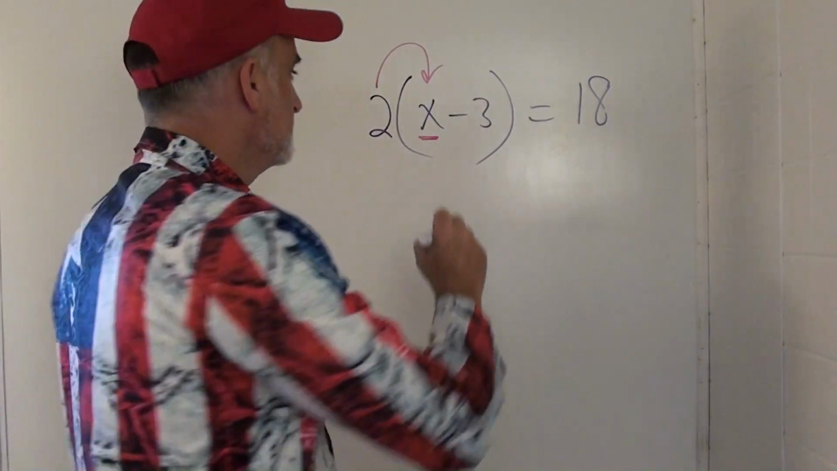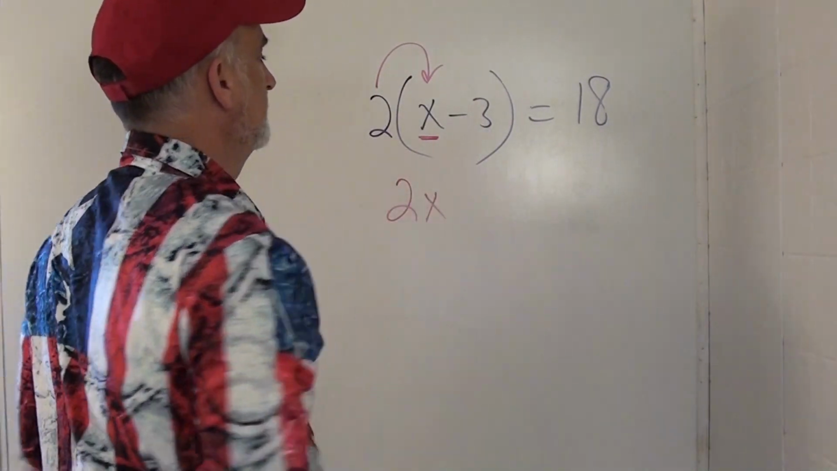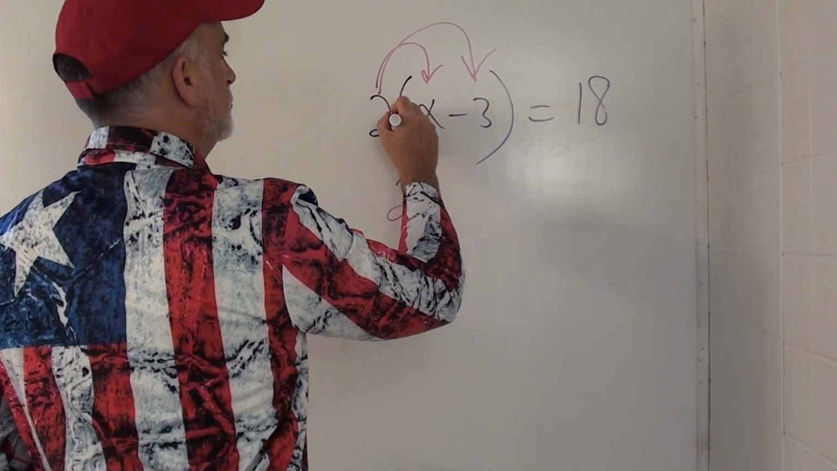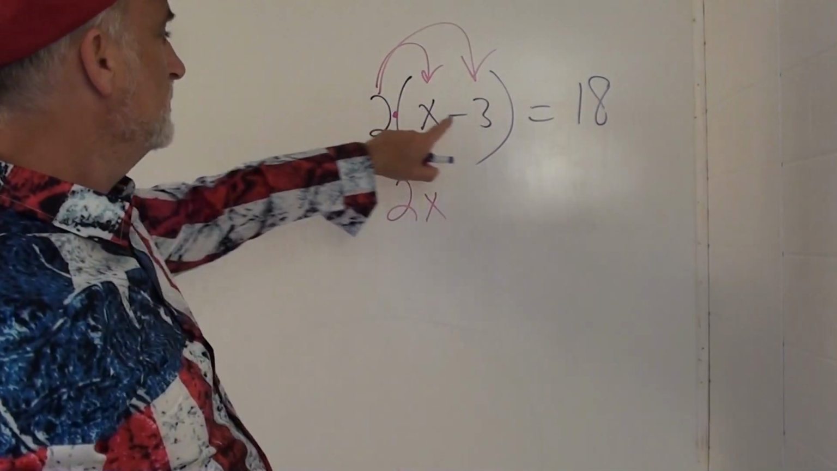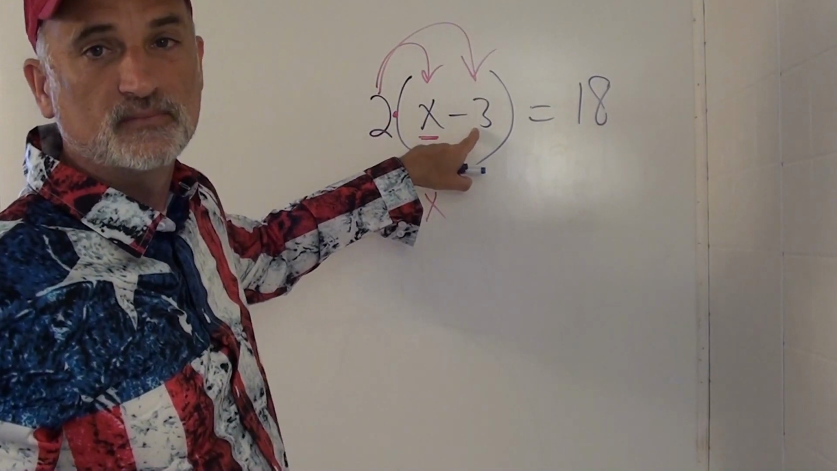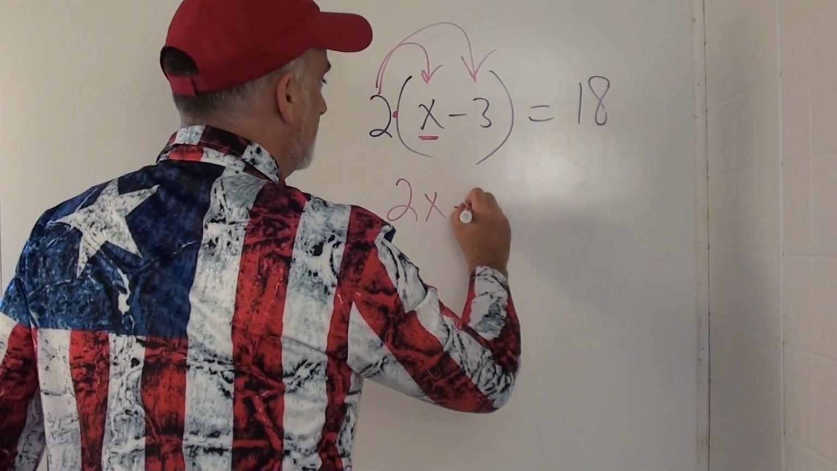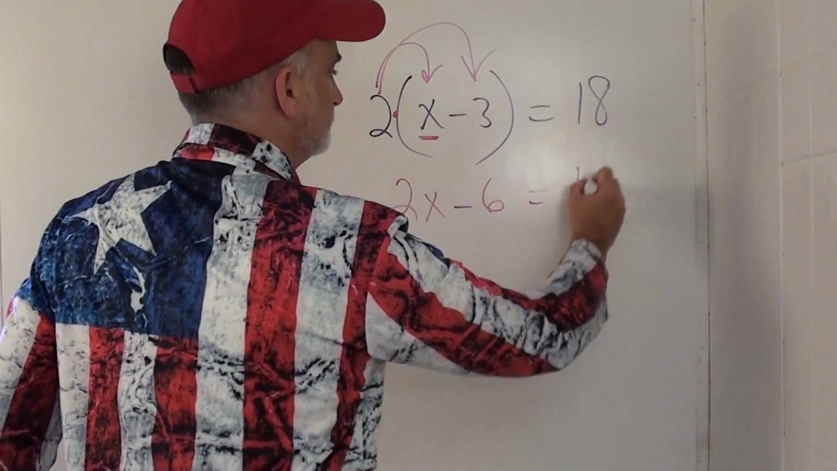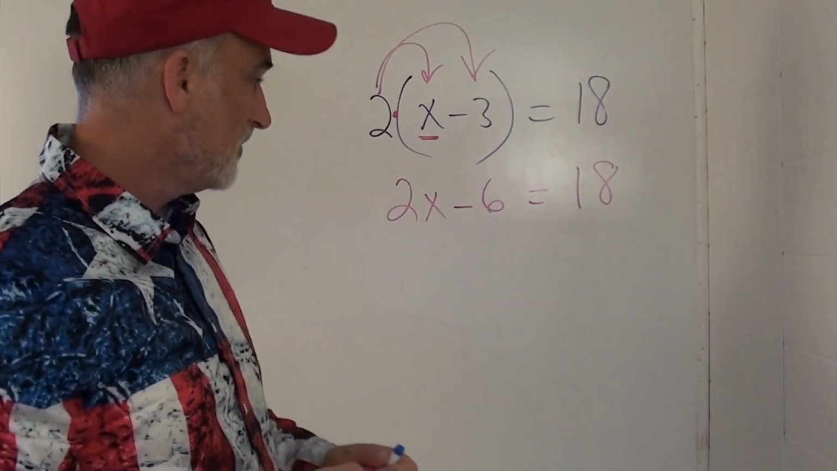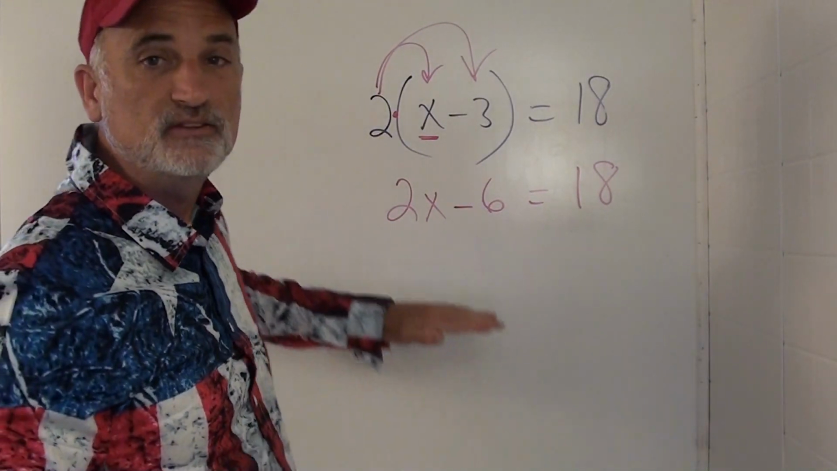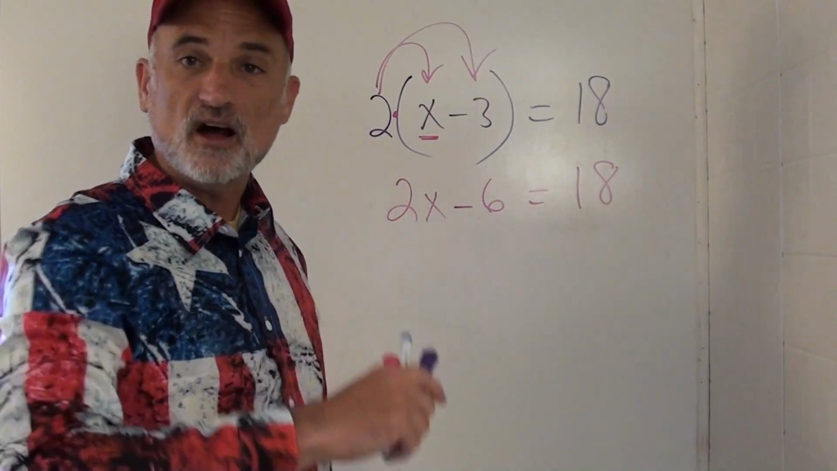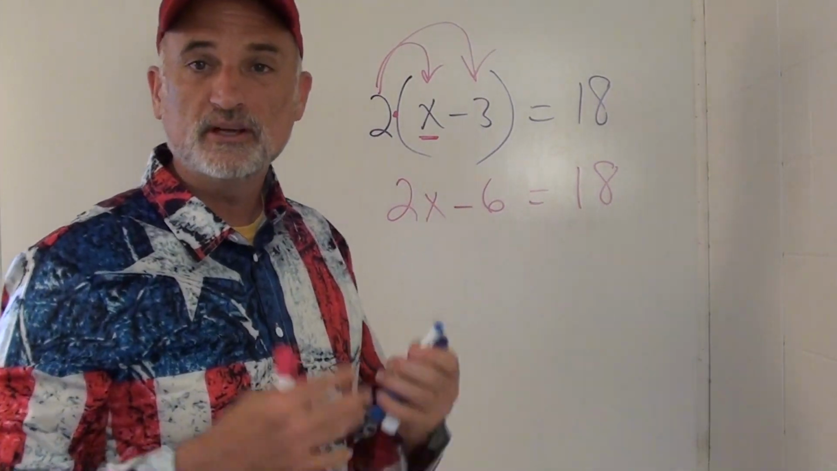2 times x is 2x. Remember, this is a multiplication sign. 2 times a negative 3, okay, is a negative 6. And then this side stays the same. Now, I have a 2-step algebraic equation that I can solve. Okay? We're building on knowledge.